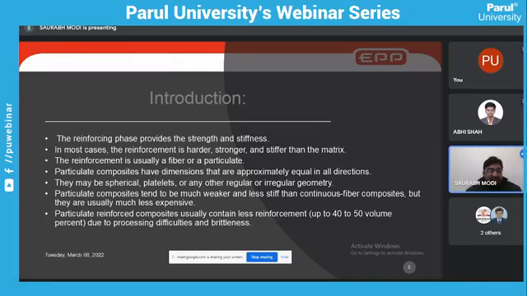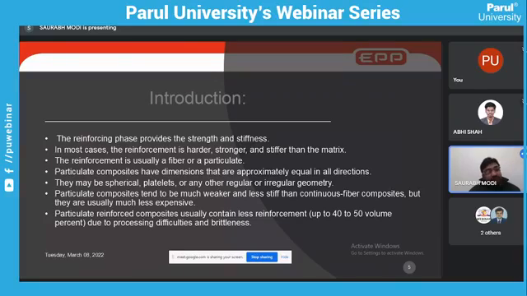Now these are just common properties which we can achieve: the reinforcing phase provides strength and stiffness. In most of the cases, reinforcement is harder. As I had already told, reinforcement is always harder than the matrix, stronger or stiffer than the matrix. It is usually a fiber or particulate. In our company, we usually follow fiber. Particulate we also follow, but it is limited to some particular applications only.